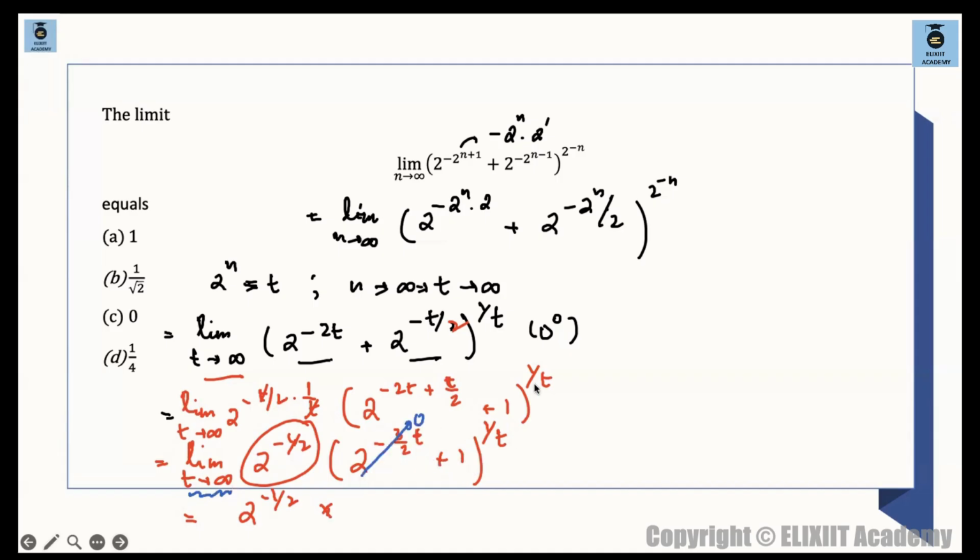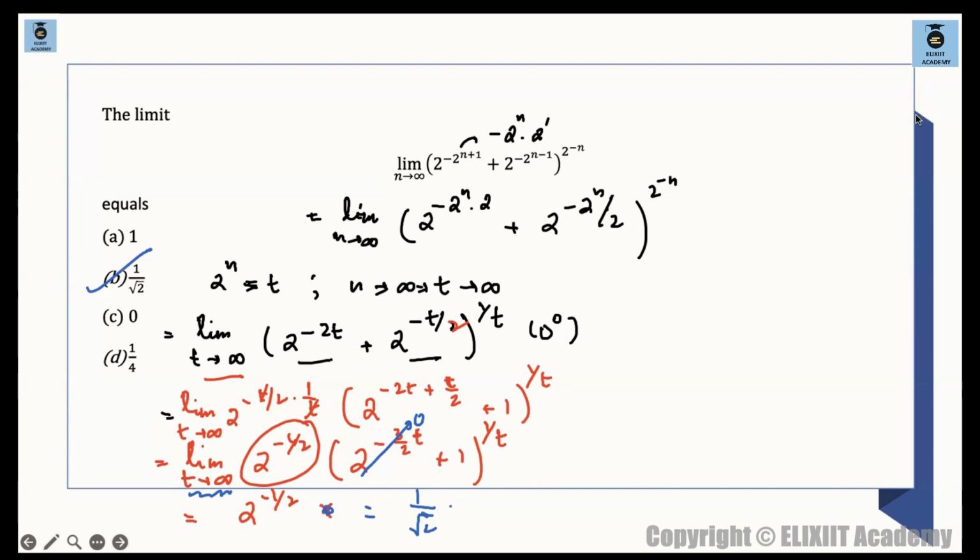So 1 raised to the power of 0. ठीक है ना? You people can see from here. So 1 or फिर 1 raised to the power of 0, which is 1 only. So the answer is 2 raised to the power of minus half, माने 1 by root 2. So the answer must be option B, 1 by root 2.